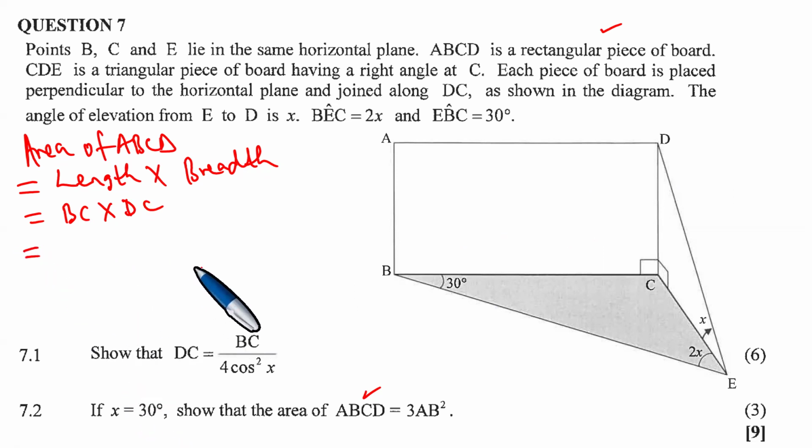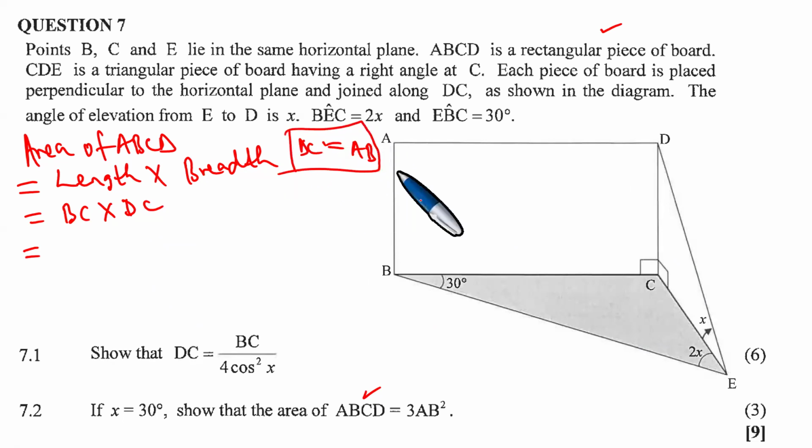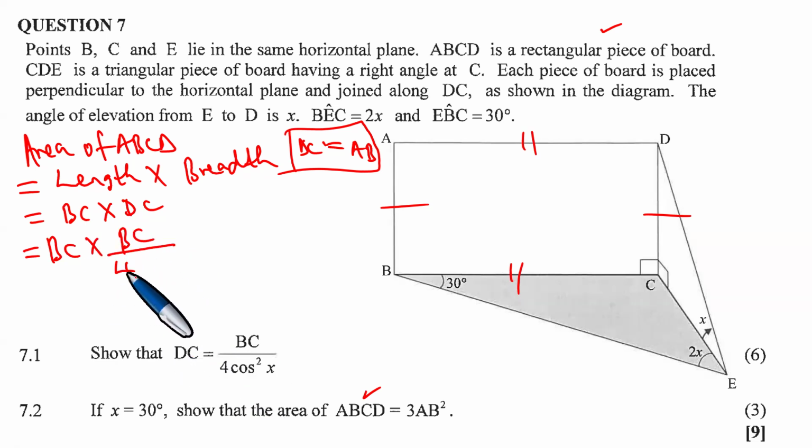But also, if you take BC times DC, you see DC is equal to AB. You can take that into account because these are opposite sides of a rectangle, so they're equal to each other. So now at this point, you say BC, and then you multiply by DC. DC is BC over 4 cosine squared x.